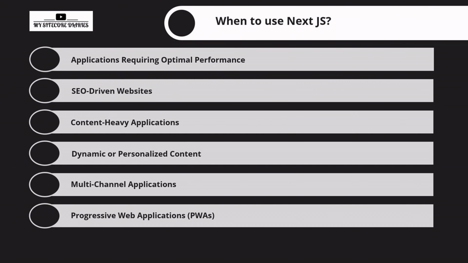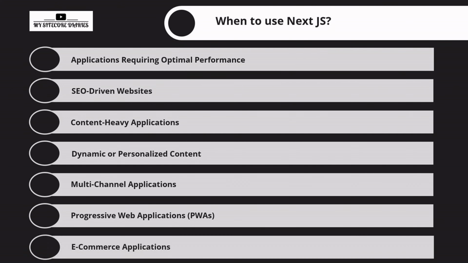Then you have progressive web applications, where your browser will behave like a native app. For that kind of application, you will go for a progressive web application. And an important one is an e-commerce application, where you can have front-end as well as back-end logic. Then you go for Next.js. So these are the use cases where you can use Next.js.